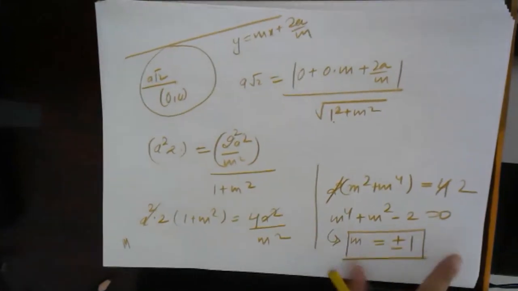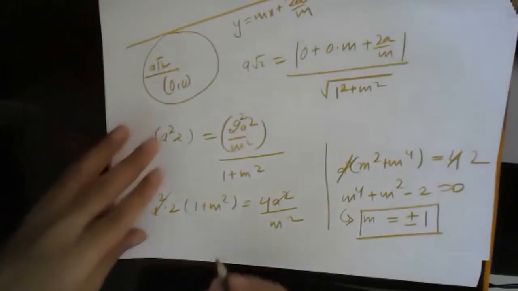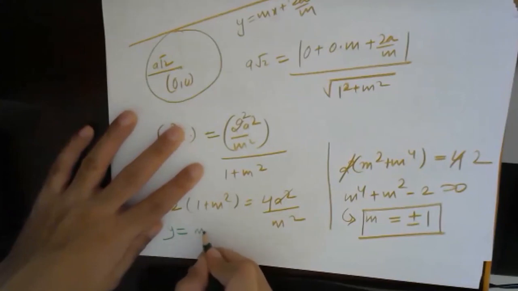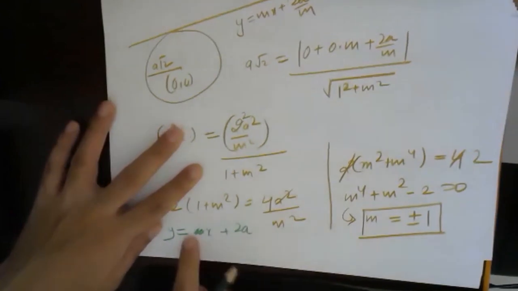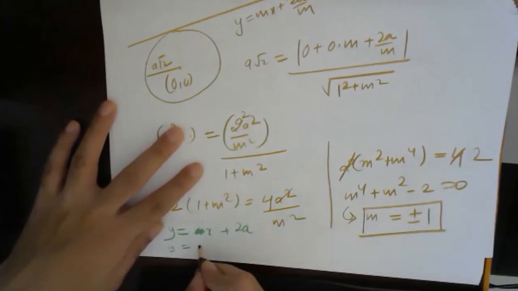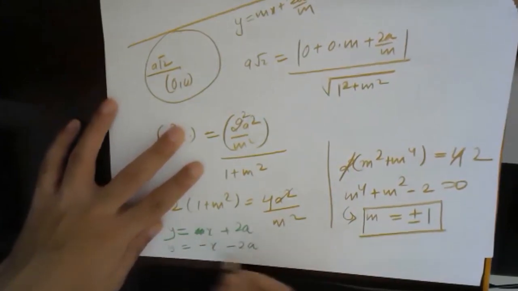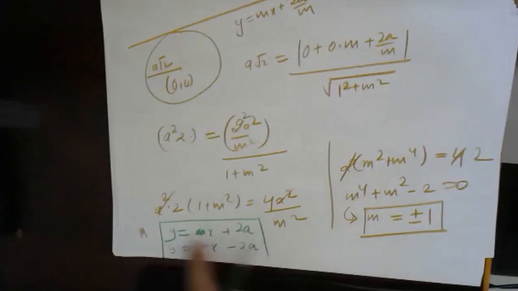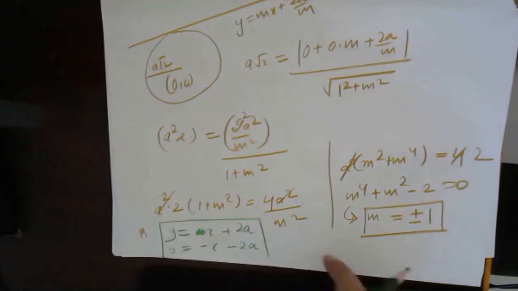If I substitute m is equals to plus minus 1 in the original equation, what are the two equations of the line we are getting? For m equals 1, y is equals to x plus 2a, and for m equals minus 1, y is equals to minus x minus 2a. So these are the two equations of the tangent which we will get. Everybody understood? Fine. So this is all for today.